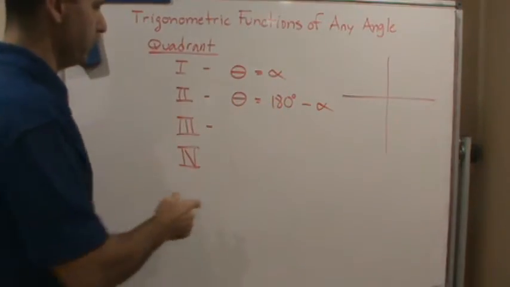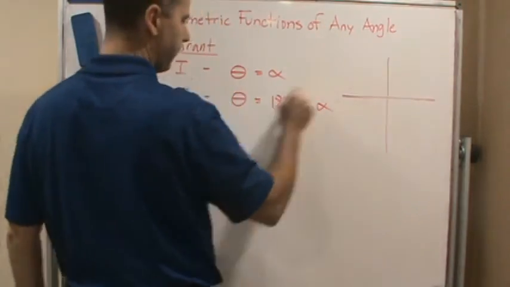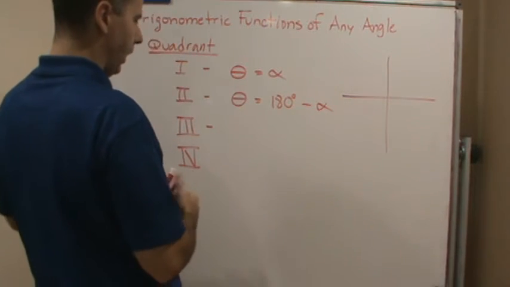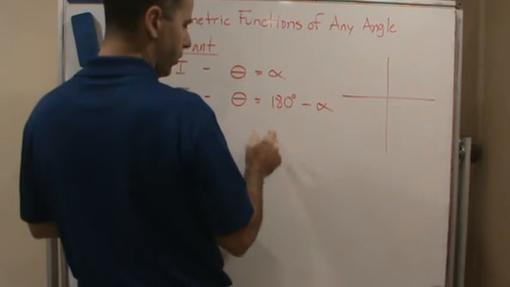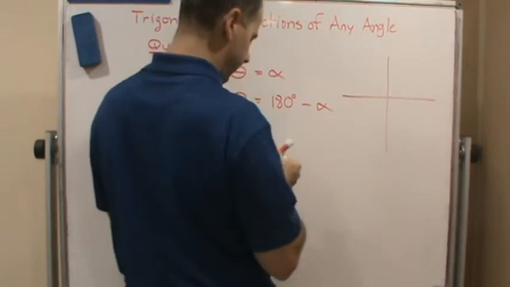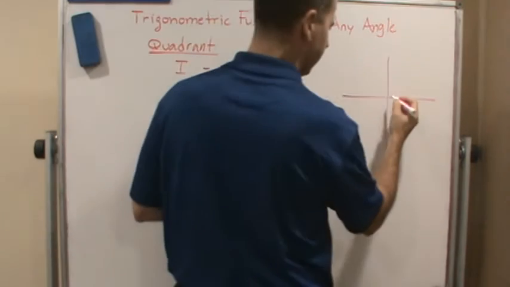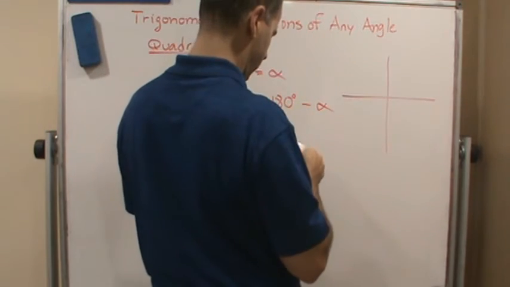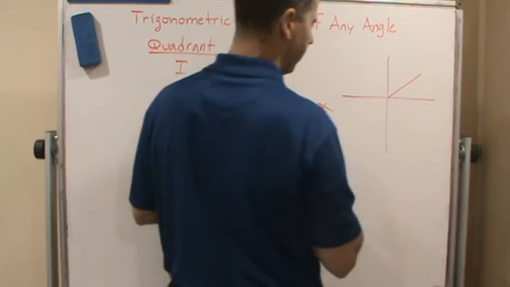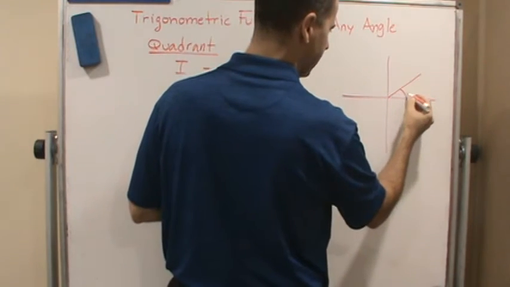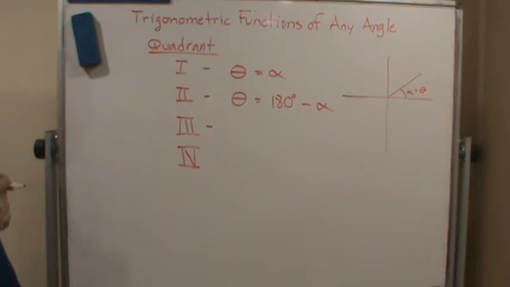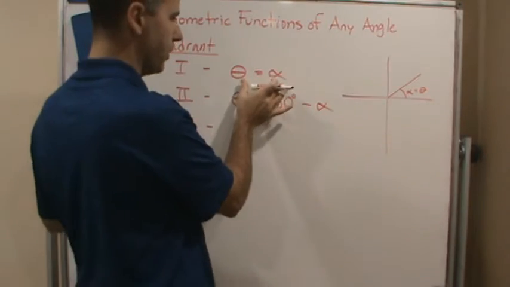Again, if you're in the first quadrant, then everything's fine. Your required angle is the same as your reference angle. In the second quadrant, your required angle theta is just going to be 180 minus your reference angle. Let's start here at the first quadrant. If we're in the first quadrant, that's easy. Your reference angle is equal to your required angle. Okay, great. So that's quadrant 1.